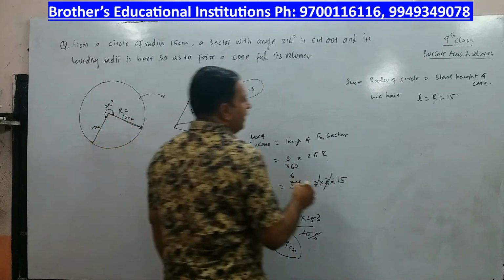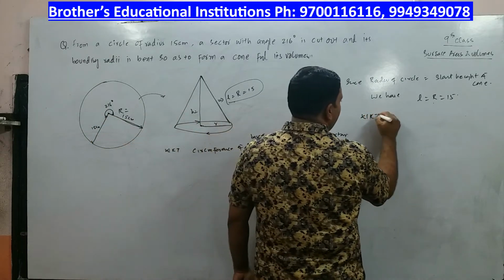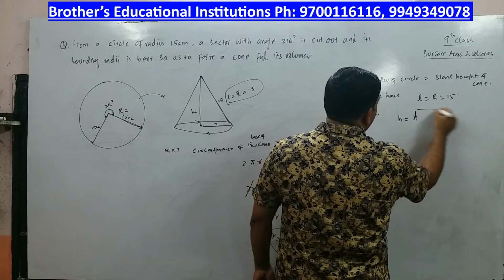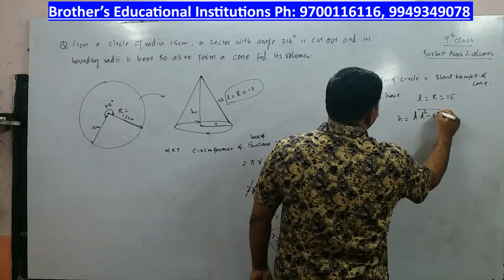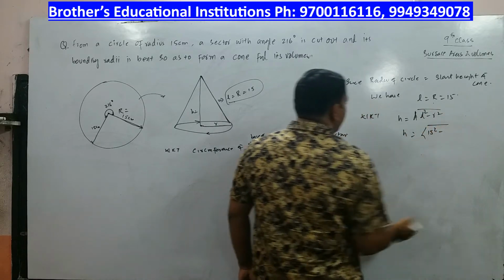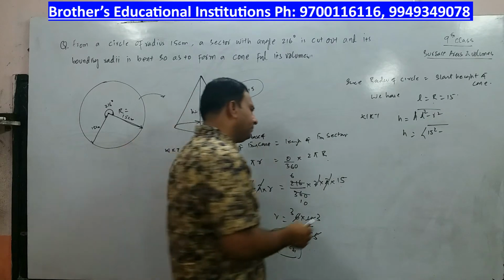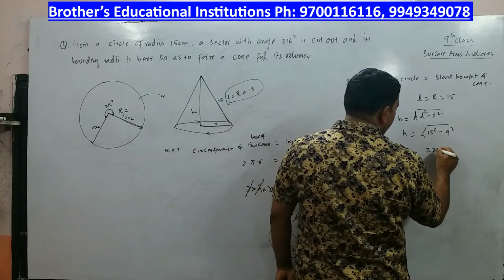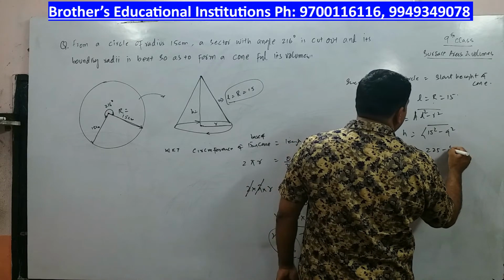Now we are supposed to find the height. Now we know that height of the cone is equal to under root of L square minus r square. So height of the cone, what is L square? 15 square minus r square. What is r square? 9 square. So H is equal to 15 square is 225 minus 9 square is what? 81.